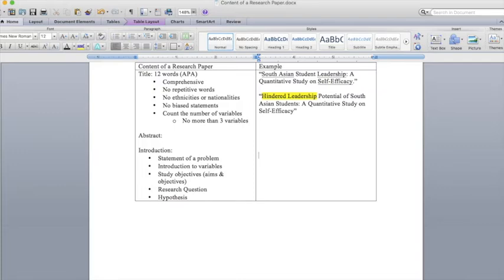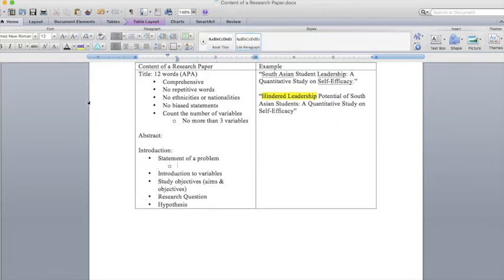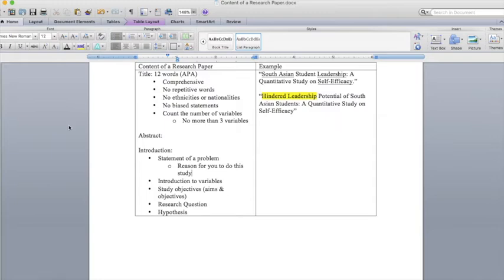For example, if I say South Asian student leadership, a quantitative study on self-efficacy, one of the first questions anyone is going to ask from me is, why do you want to study about South Asian student leadership? Is there a reason for you to do this? So, statement of the problem. Now, usually the statement of the problem is not just a statement, it rather is an entire paragraph in its own right. Basically, what it means is reason for you to do this study. Okay, what is the reason for you to do this study?